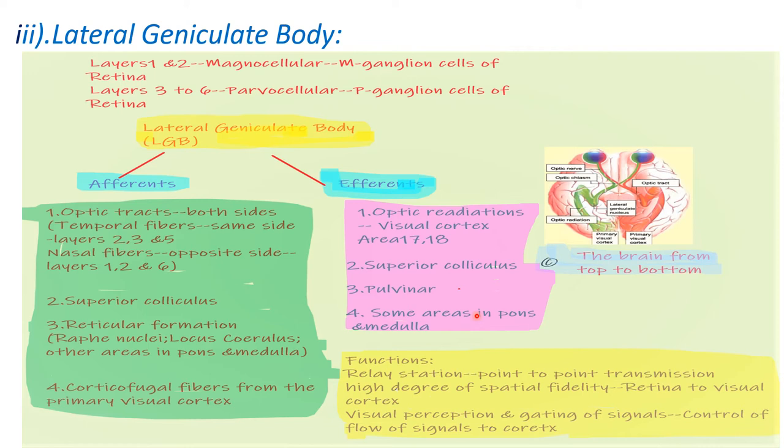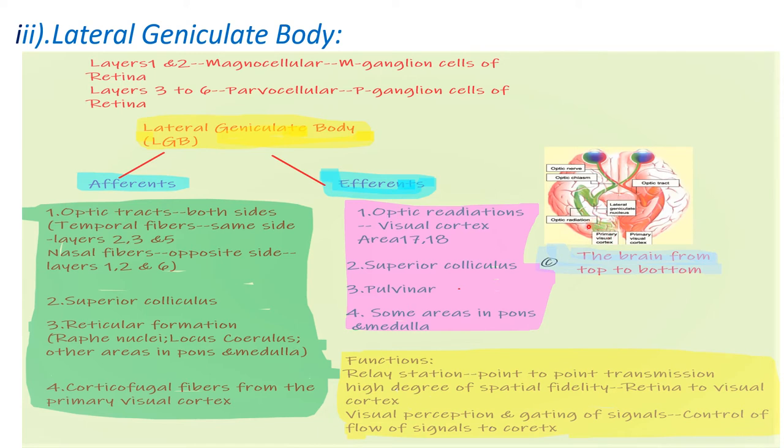So what are the functions of this lateral geniculate body? You have already read about the visual sensation. It acts as a relay station for the visual sensation, with impulses coming from the ganglion cells to the visual cortex via the parvocellular and magnocellular pathways. These travel through the optic radiation. So it's a relay center for the information coming from the ganglion cells of the retina and going to the primary visual cortex via the optic radiations.